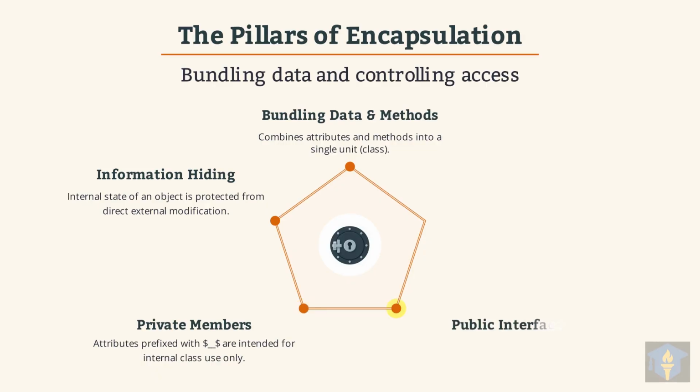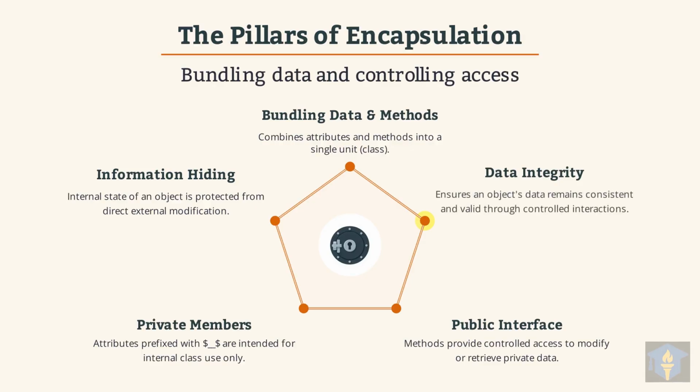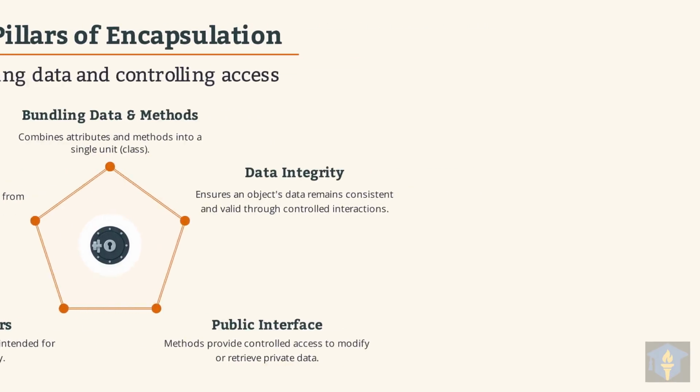Public methods, on the other hand, form the public interface, providing controlled access to modify or retrieve private data. These methods act as gatekeepers, ensuring data is handled correctly and consistently. Ultimately, encapsulation ensures data integrity, meaning an object's data remains consistent and valid through controlled interactions. This principle helps maintain the reliability and correctness of your object's internal state.